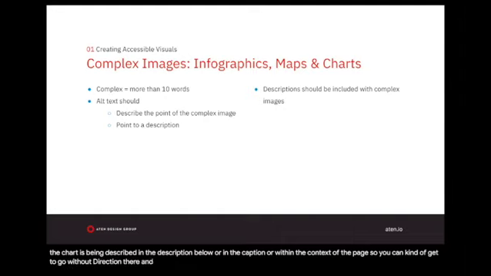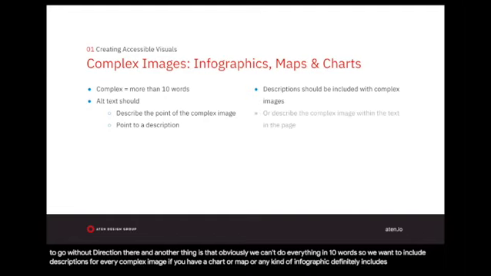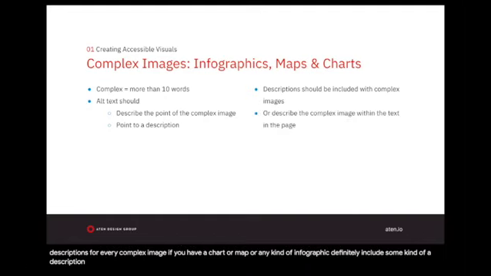And another thing is that obviously we can't do everything in 10 words. So we want to include descriptions for every complex image. If you have a chart, a map, or any kind of infographic, definitely include some kind of description. Or in that description, maybe just say that you're pointing to the complex image and it's being described in the text of the page, as mentioned before.